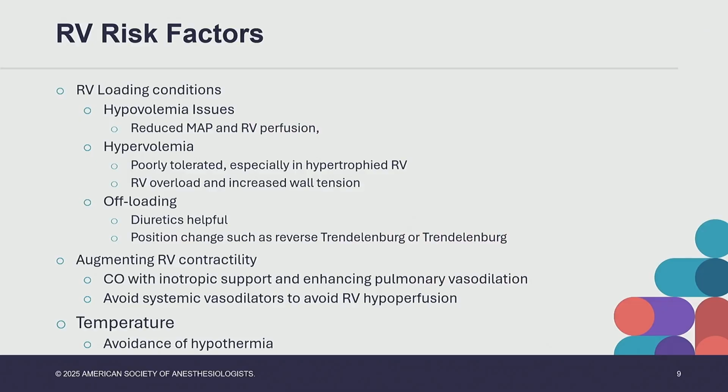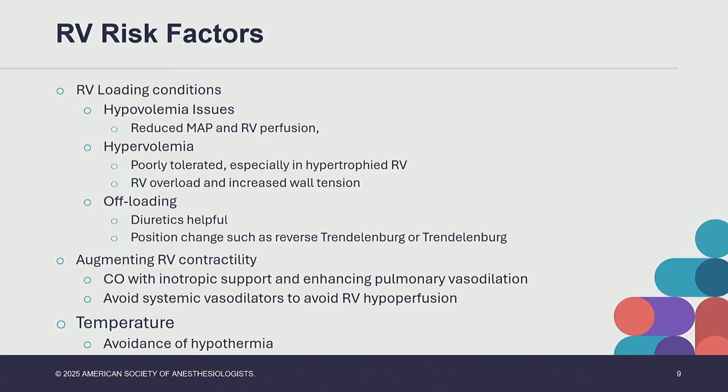You also obviously don't want the other end of things where you have hypervolemia, which is very poorly tolerated, especially in patients that have long-standing pulmonary hypertension and have developed RV hypertrophy, because at this point you start to develop essentially a filling pressure defect on the right side, and you have increased wall tension when those patients get overloaded with volume. So things that are helpful in all of this are obviously diuretics, changes in position.